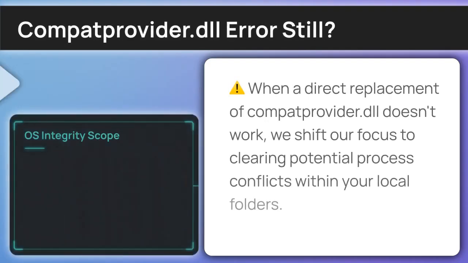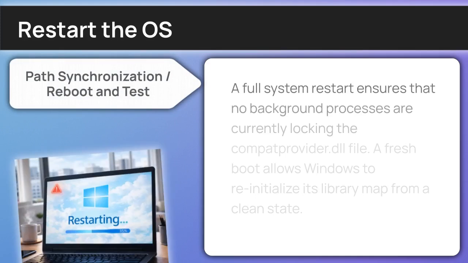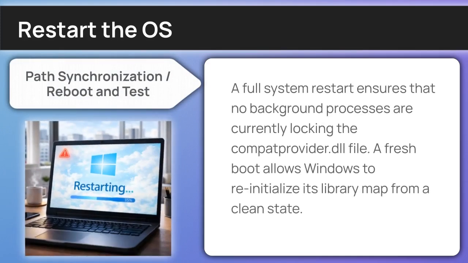When a standard software refresh isn't enough, we need to bypass the automated installers and look at manual system state resets. If your system has been running for an extended period, a reboot might be necessary to resync your background processes and clear any temporary locks on the Compatprovider library file.